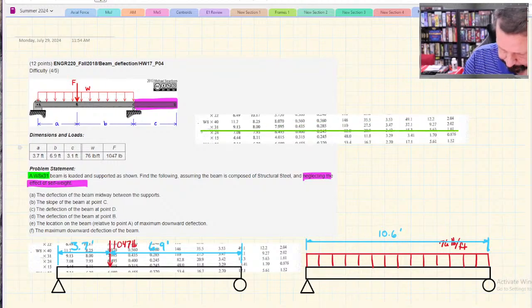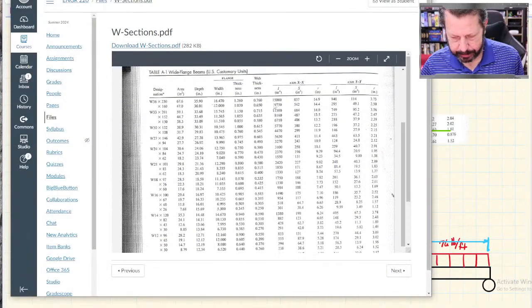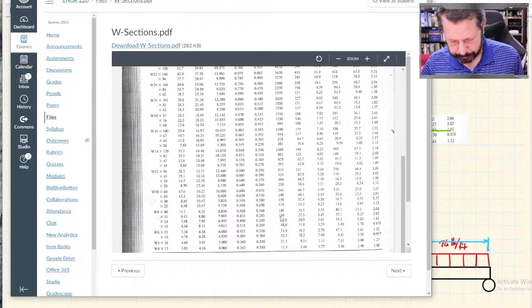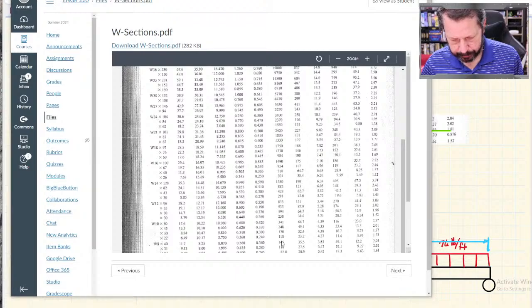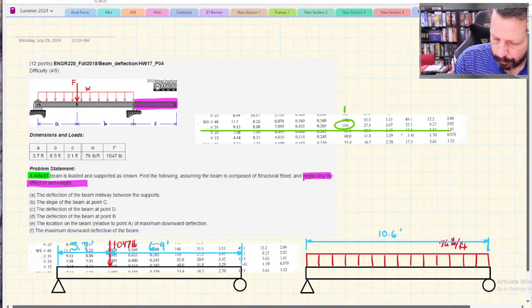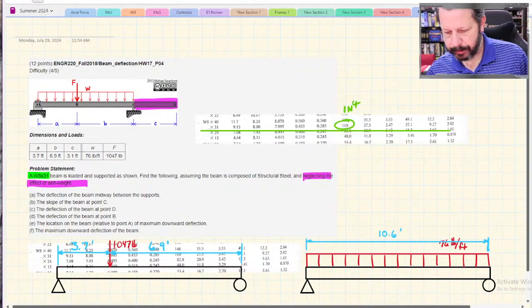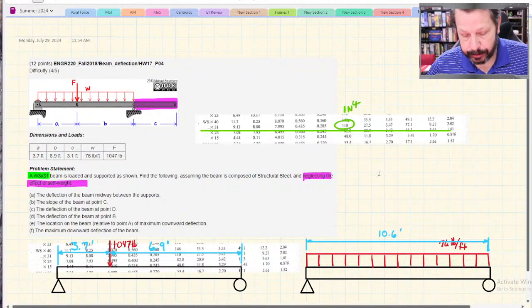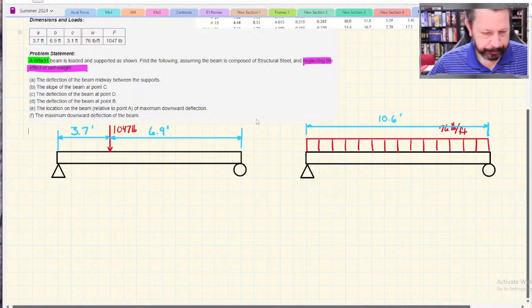I think it's the 110 number, but let me go back over here and make sure that's the right column. Yeah, 110 inches to the fourth. All right, so that's the moment of inertia. Somehow I pasted one of them down there.